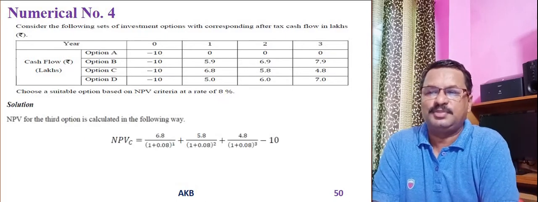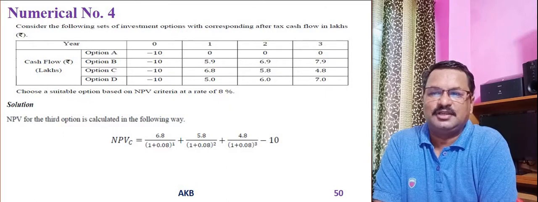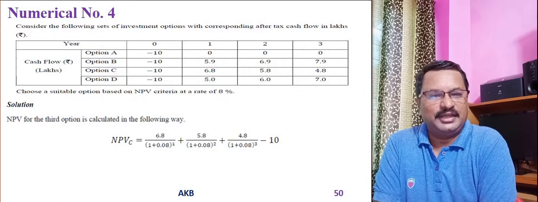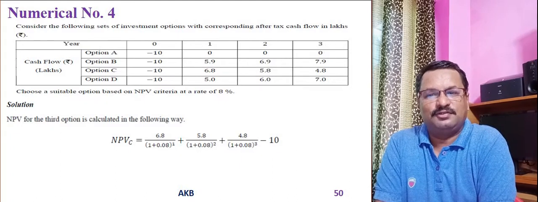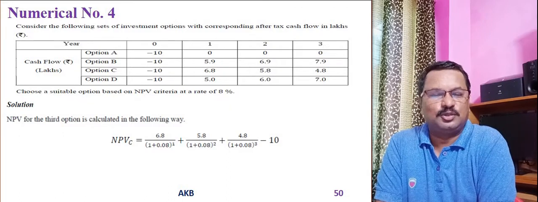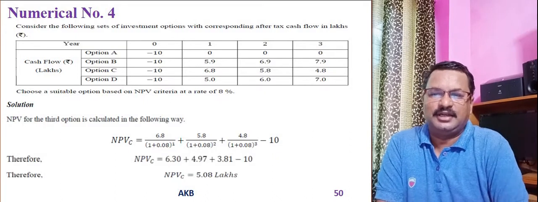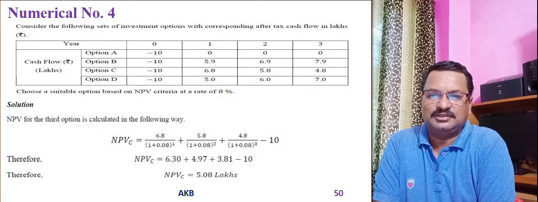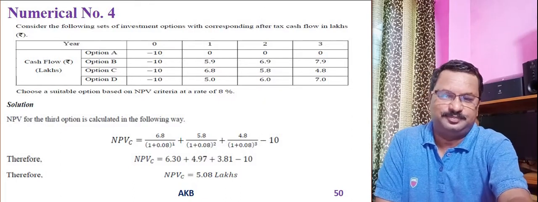Okay. Then let us find out the net present value for the third option, and it will be calculated in the following way. NPV for C is 6.8 for the first year, so 6.8 divided by 1 plus 0.08 raised to 1, plus 5.8 for the second year, 5.8 divided by 1 plus 0.08 raised to 2, and finally for third year it is 4.8, so plus 4.8 divided by 1 plus 0.08 raised to 3 minus 10. If you simplify this, you'll get the net present value for option C, which comes out to be 5.08 lakhs.